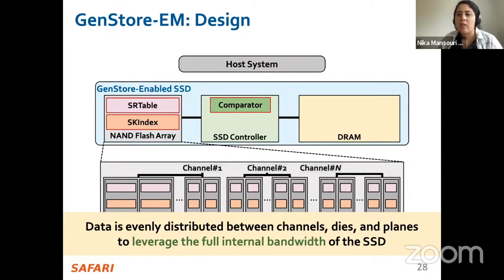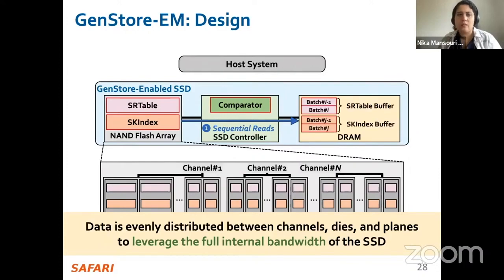So GenStore EM consists of 2 steps. Step 1 reads the 2 data structures from NAND flash chips to the SSD's internal DRAM in a batched manner. Instead of bringing the whole data structure, since we're sequentially reading through it, we can bring small batches, like a few hundreds of megabytes, each time in the DRAM, and then the capacity would be fine.